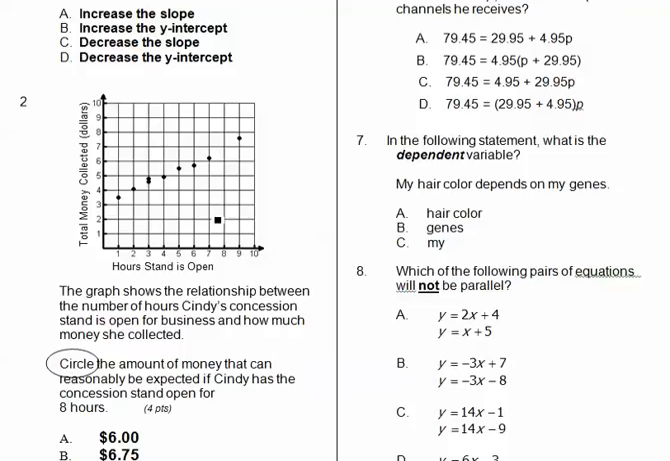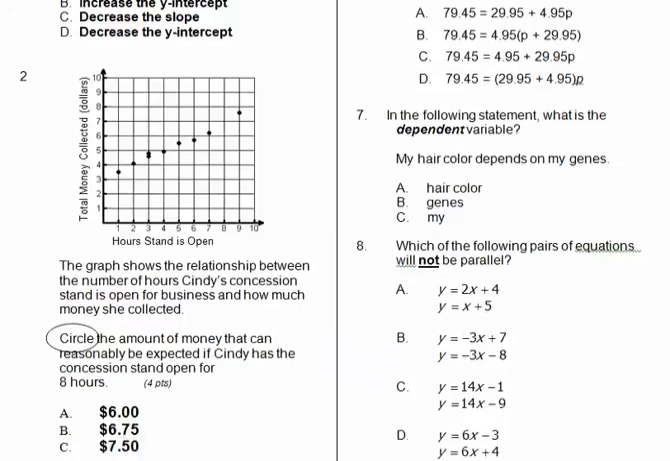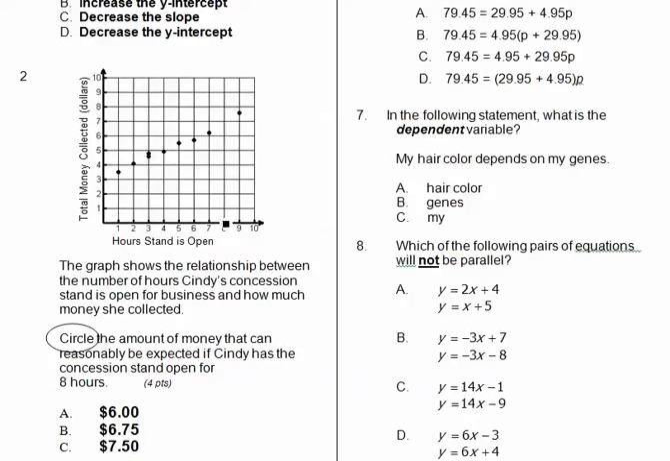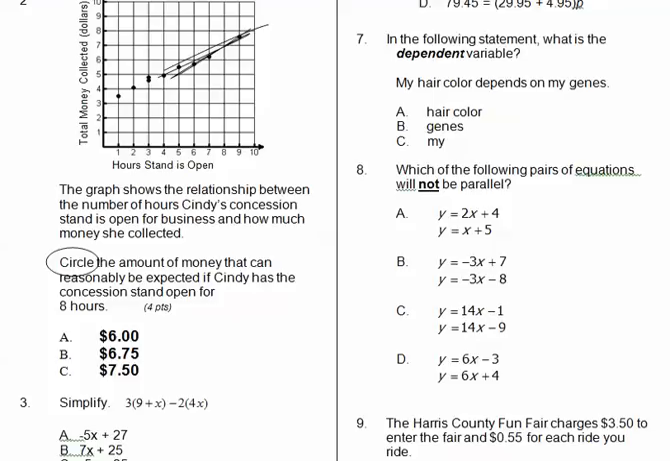Circle the amount of money that she can be reasonably expected if Cindy has a concession stand open for 8 hours. Alright, so if we go here to 8, we come up here, it should be somewhere in here, some amount right around here. It's going to be less than 7 and more than 6. So I would say it's probably going to be which one? Probably the 6.75, because it's going to be right in here.